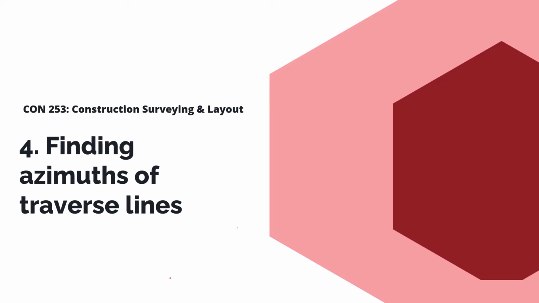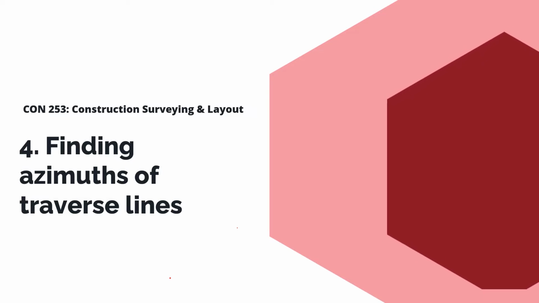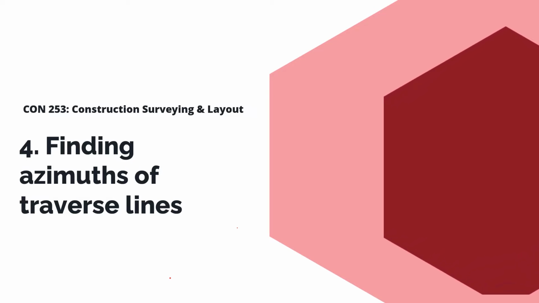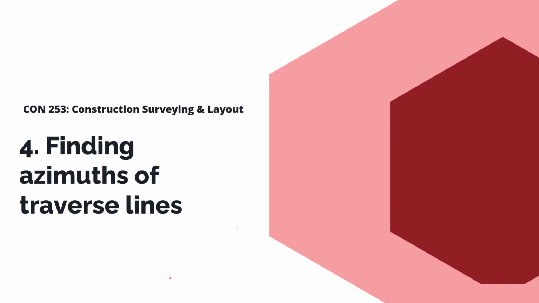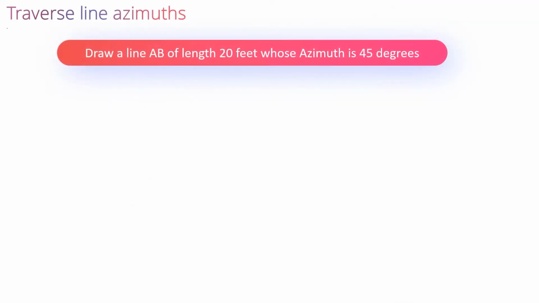Alright, so in the beginning of this video, I explained the concept of the traverse, and now we are going to apply the same concept to find the azimuth of the traverse line. Okay, so if I tell you to draw a line AB of length 20 foot, whose azimuth is 45 degrees, how do you sketch that line? Azimuth is important in traverse because a line has a length and a line has a direction, because a line can point anywhere. If you just specify a length to a line in traverse, then it would be quite vague. So we need to assign a direction as well.